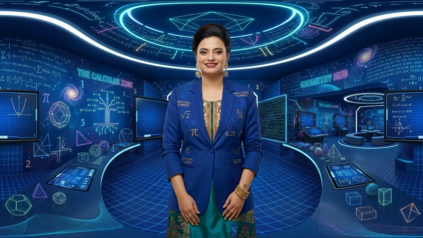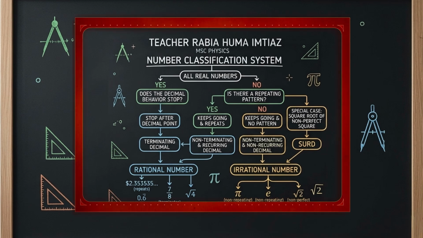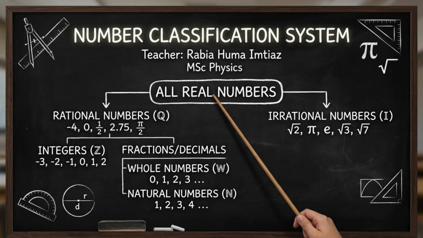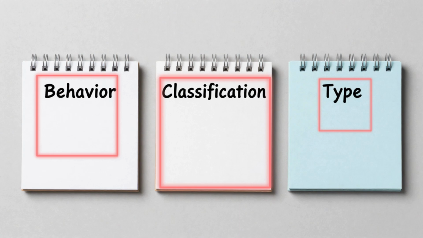Let's get started. Section 2. Branch 1. The first question, does it stop? Let's start from the top box, all real numbers, and follow the first path down to the left. Wake up, class. This next one is the easiest mark you will get in your test. Focus your eyes on the screen.